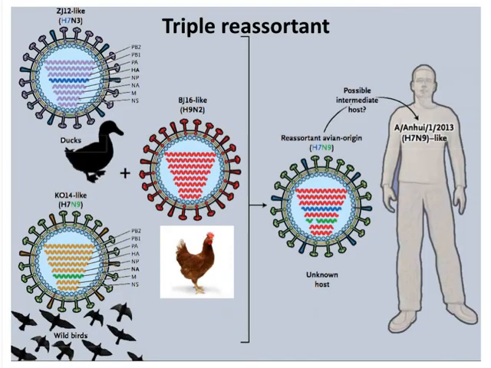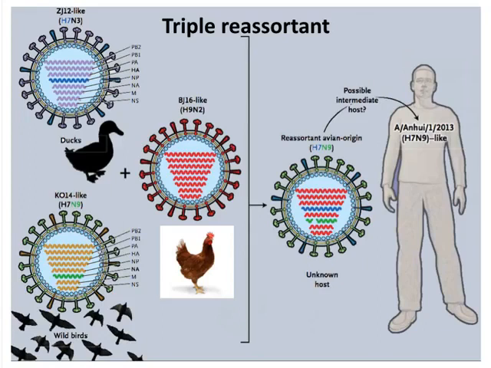This virus is a triple reassortant. So here's the virus as it infects humans. It's composed of the HA gene, shown here in blue, from a virus isolated from birds, the NA gene of another virus isolated from wild birds, ducks and wild birds, and then a third virus contributes the rest of the genes, which are shown in red here, and that virus came from chickens.